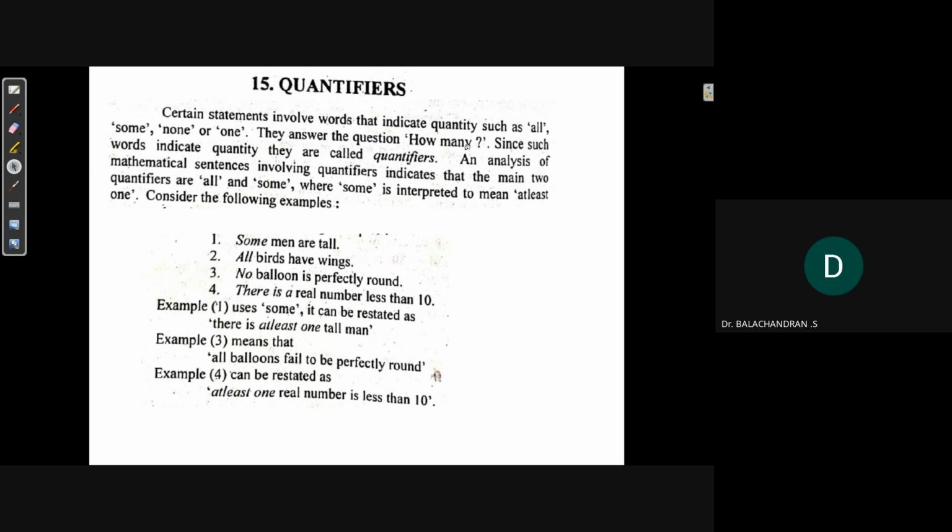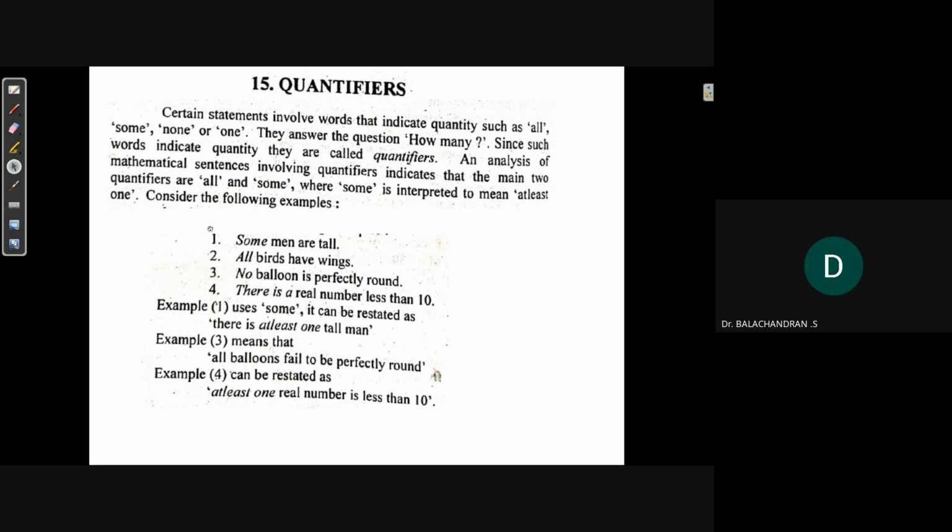Suppose we are asking how many students in your class got S grade in M3. Maybe you can tell some of the students got S grade in M3. Since such words indicate quantity, they are called quantifiers. An analysis of mathematical sentences involving quantifiers indicates that the main two quantifiers are all and some, where some is interpreted to mean at least one. So some is equivalent to at least one.